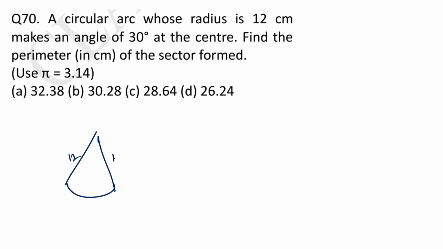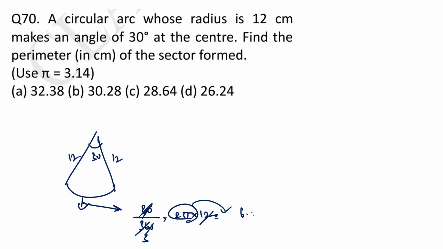See, it is 12. All you need to find out is this one. So we know the length of arc is 30 by 360 into 2 pi r. 2 pi r means 12. So you can cancel the zeros. 12 ones are 12, 12 threes are 36. This one also you can cancel. 2 pi is 6.28. So already you have 12 plus 12, 24, plus 6.28. It's going to be 30.28. So the answer is 30.28.